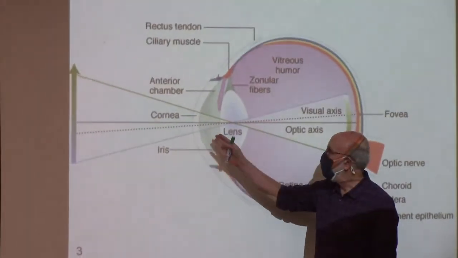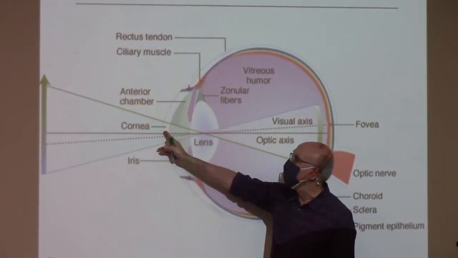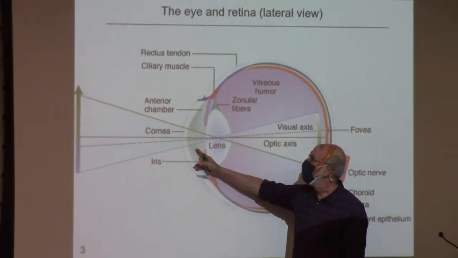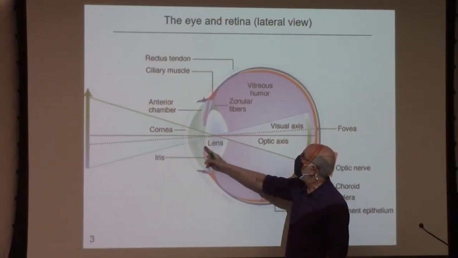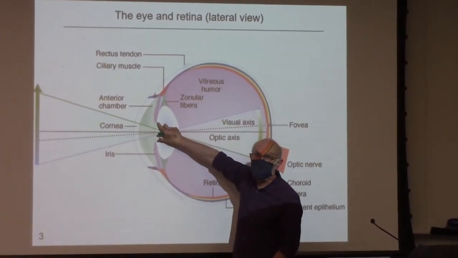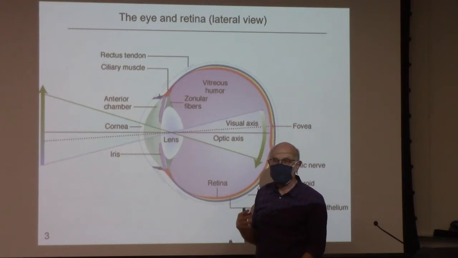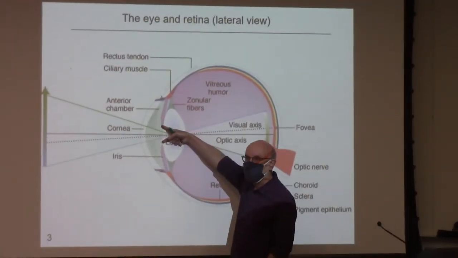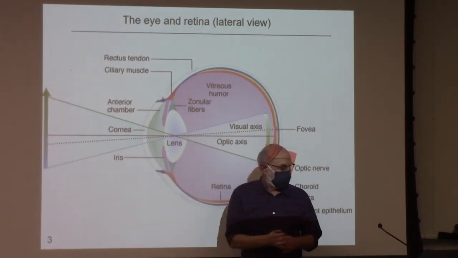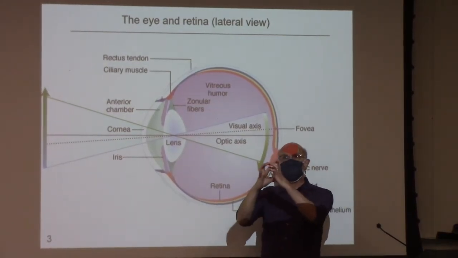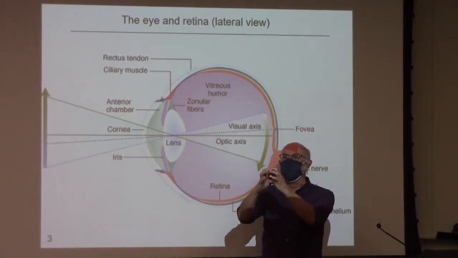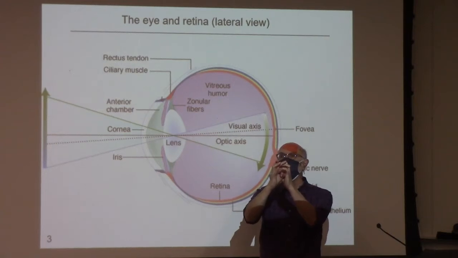So light, and it's clear fluid, so light goes through the clear cornea, goes through the clear aqueous humor, goes through the pupil. Again, there's something else that wasn't labeled. So label this hole as the pupil. Some of you have this in middle school. The pupil is formed by the iris. So the iris is a circular muscle. It's a sphincter muscle. And so the iris can contract and make the pupil small.